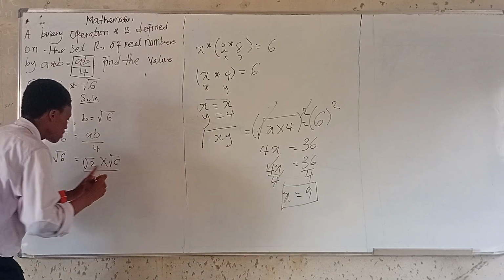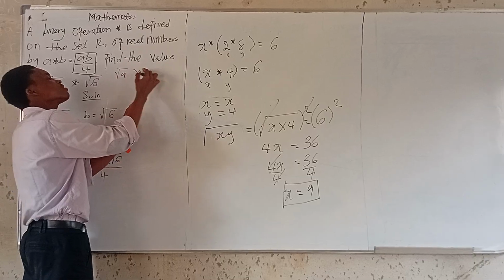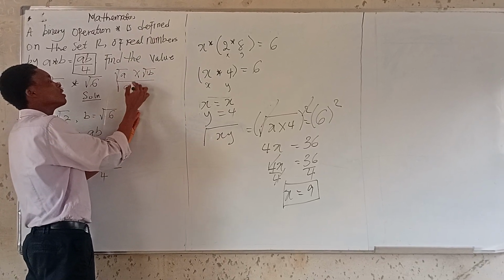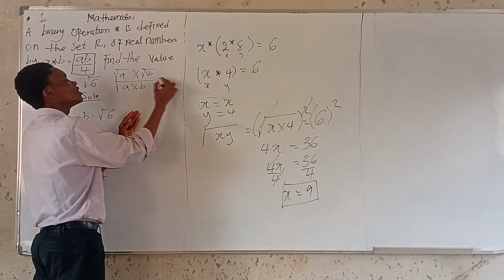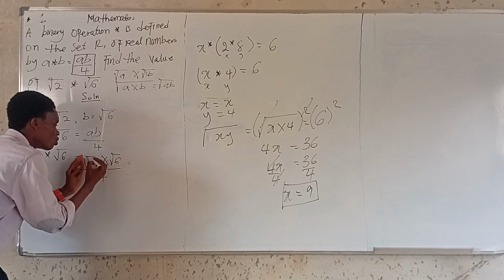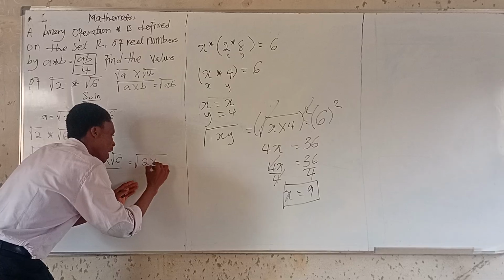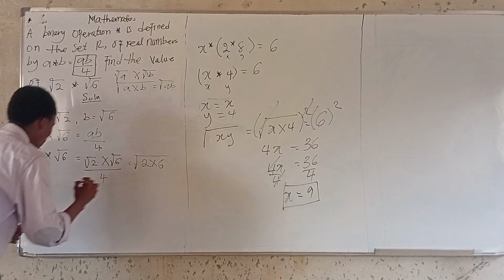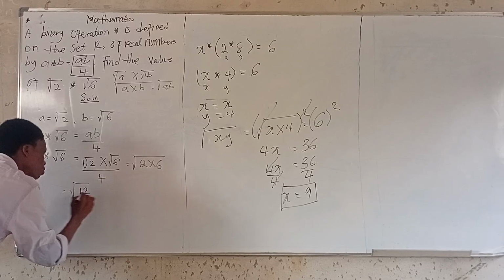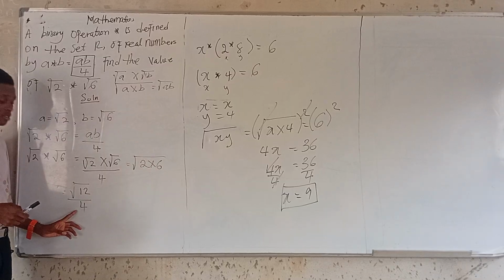So from here we know that if we have the square root of A times the square root of B, this is in a nutshell A times B, which is AB. So let's apply that rule here. The square root of 2 multiplied by the square root of 6 is the square root of 2 times 6. From here we know that 2 times 6 is 12, divided by 4. This is not our last answer.